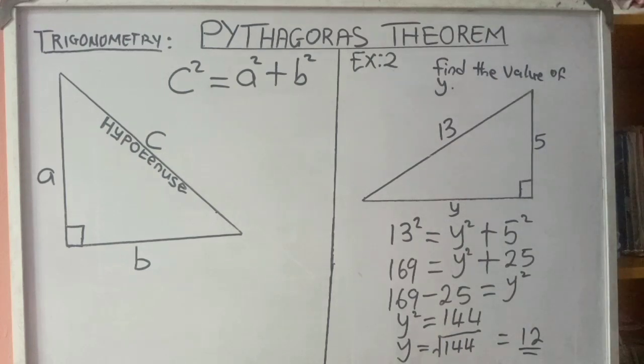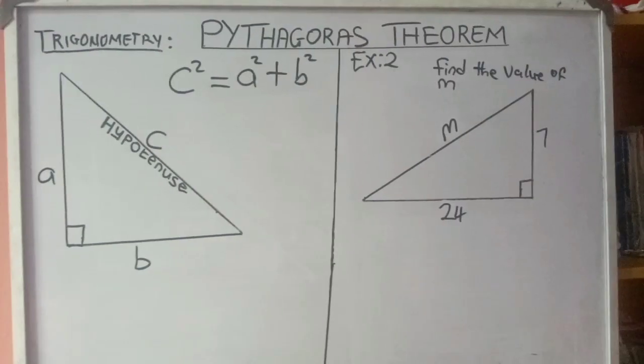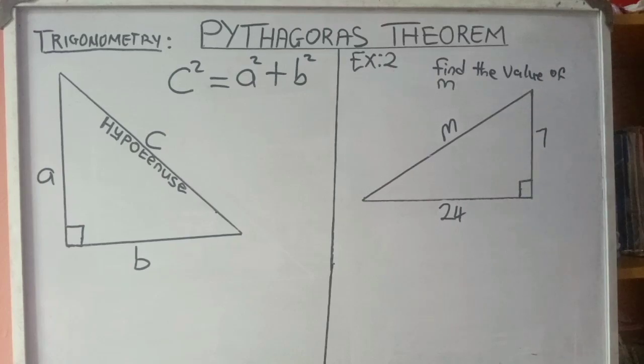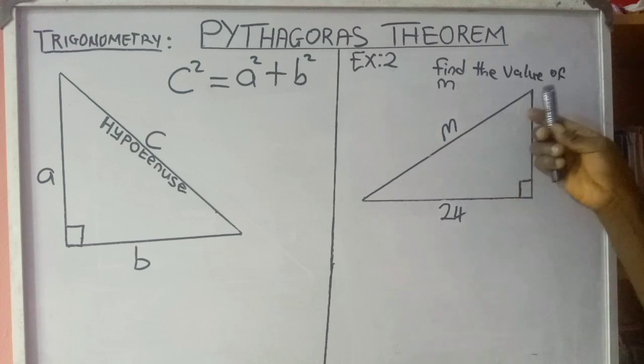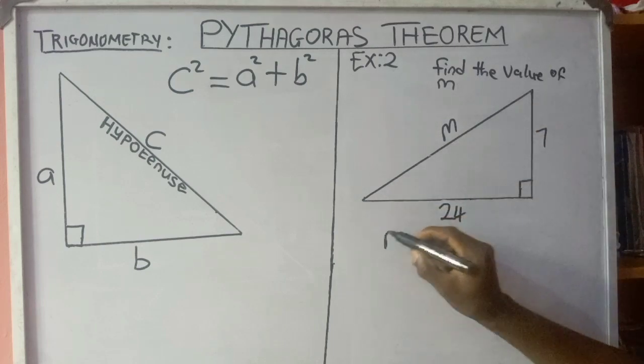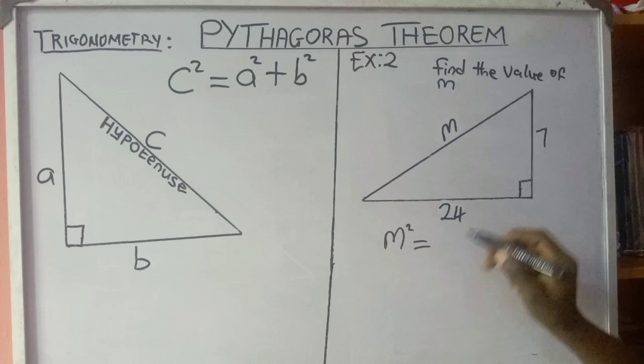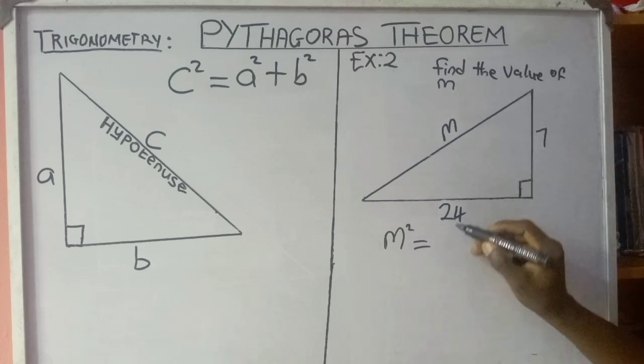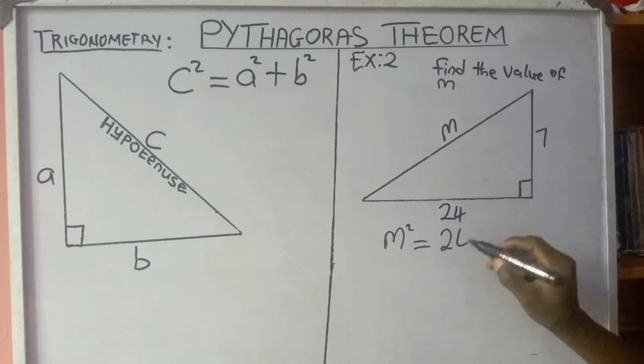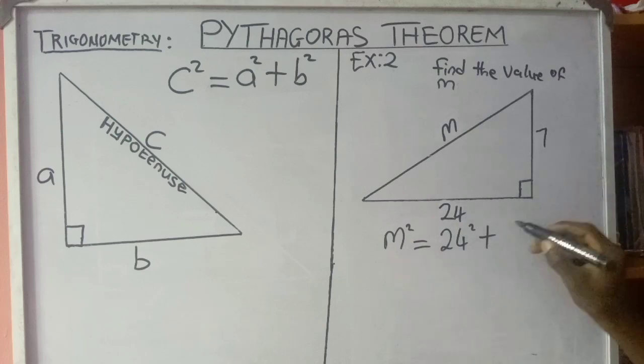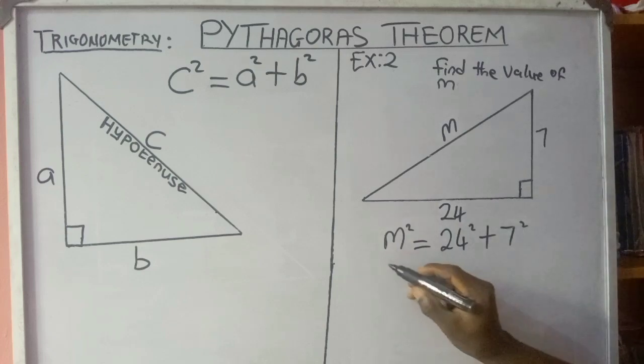All right, so let's take another example. Here is another example. You can pause the video and give it a try. So the solution goes this way. We have to always consult Pythagoras theorem whenever we are presented with this kind of case. All right, so the square of the hypotenuse side, that is m squared, is equal to the sum of the squares of the other two sides. That gives us 24 squared plus 7 squared.